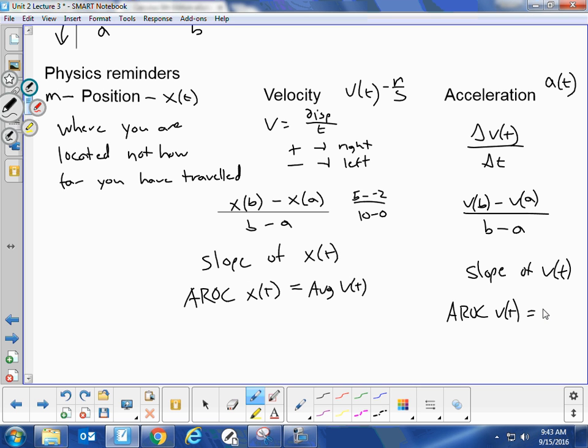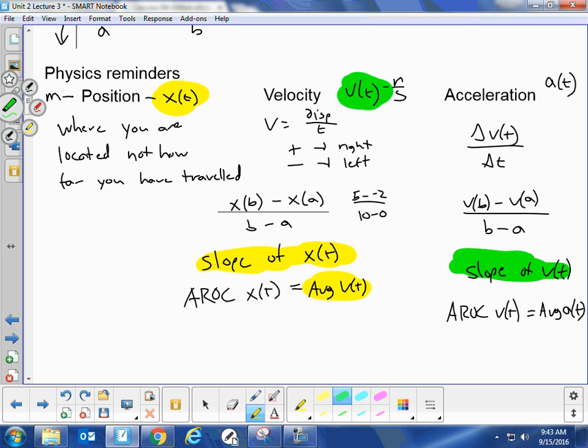This is super, super important to this class. These relationships: you start with a position function. If you look at slopes of position, you'll get velocities. If we have a velocity function, if you look at slopes of velocities, you'll get acceleration. Okay, slopes. We know slopes. We've known slopes since algebra.